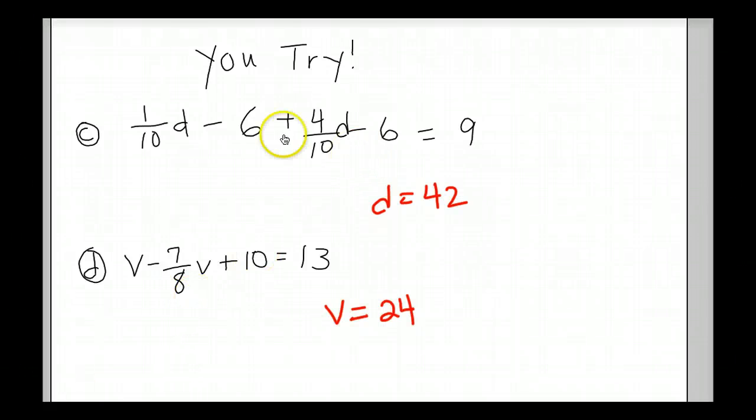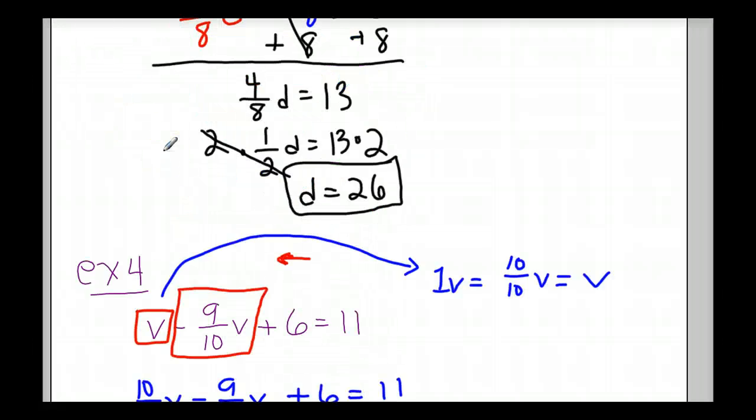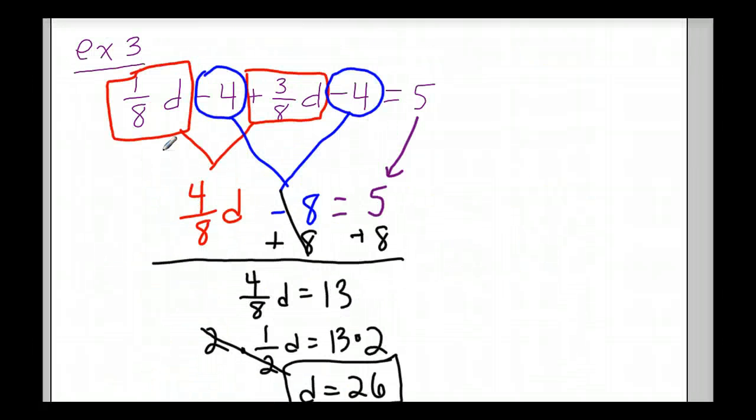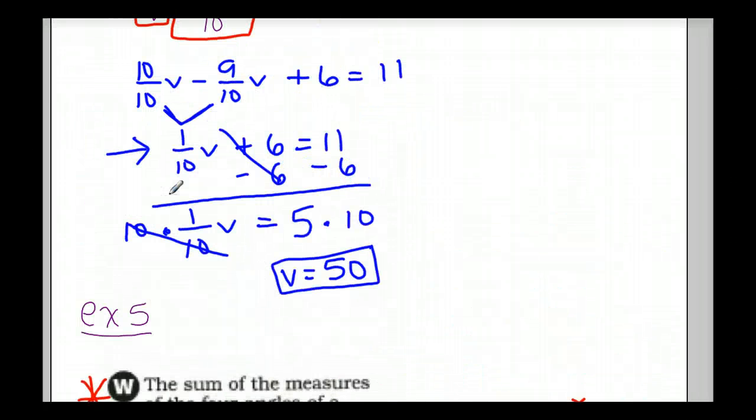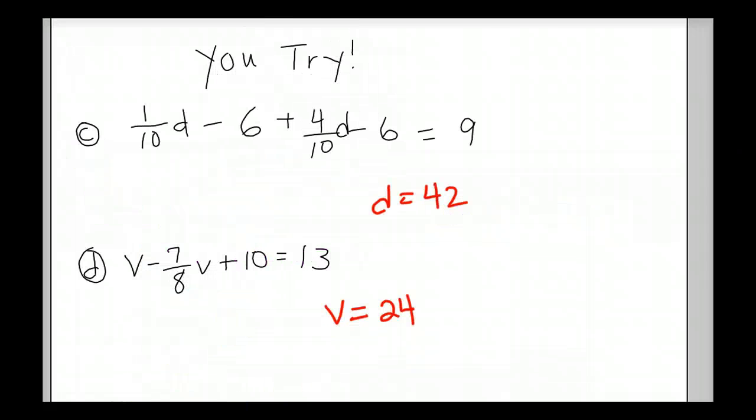So here's the answers. For C, your d equals 42, and for D, v equals 24. So make sure you got those right. If you didn't, go back and watch the example 3 and example 4 portion. Make sure you know examples 1, 2, 3, 4, and 5, even this word problem, are all on your worksheet for your assignment tonight. So refer back to them when you're doing your assignment.